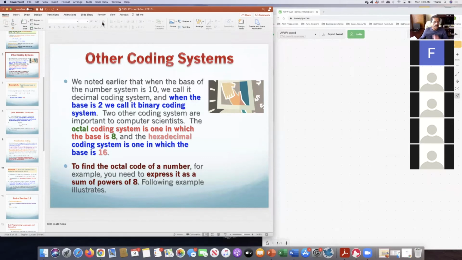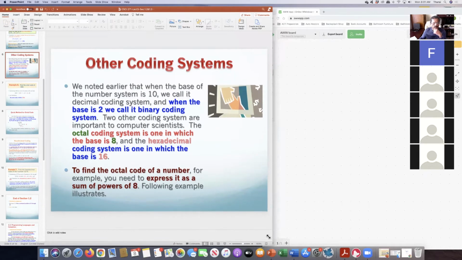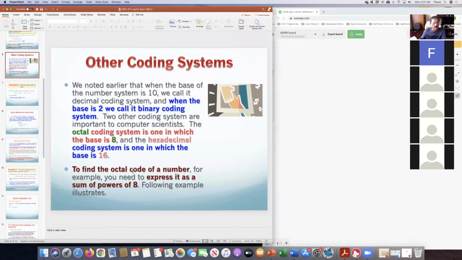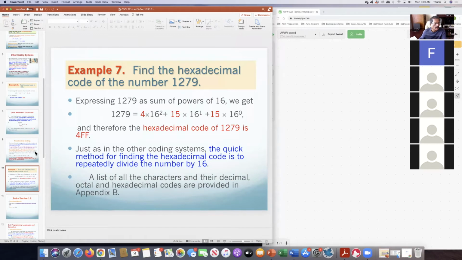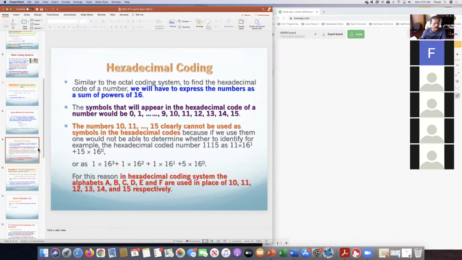We did the octal coding. In the octal coding, the base of the system is 8. So you had to express the given number as a sum of powers of 8. And we went over that example of finding octal code.